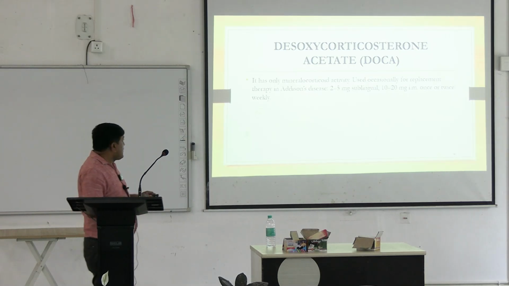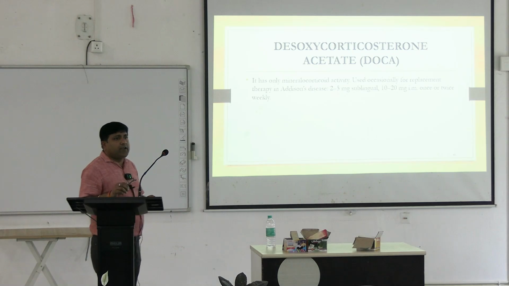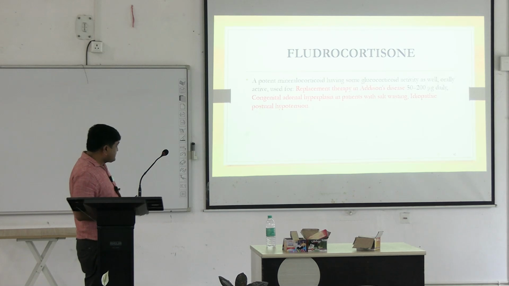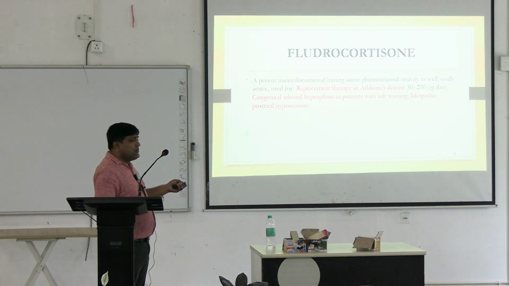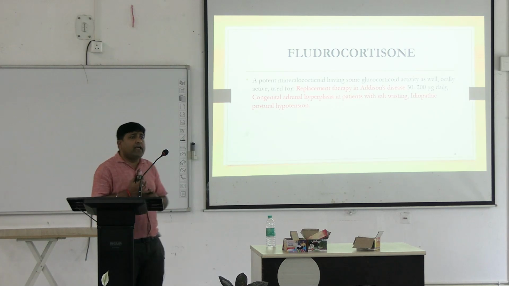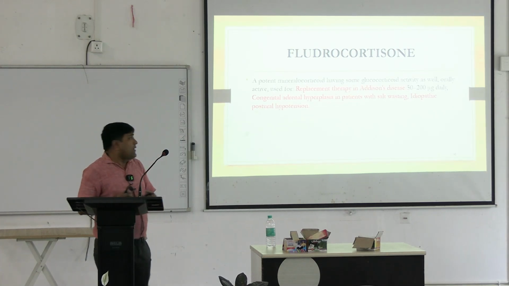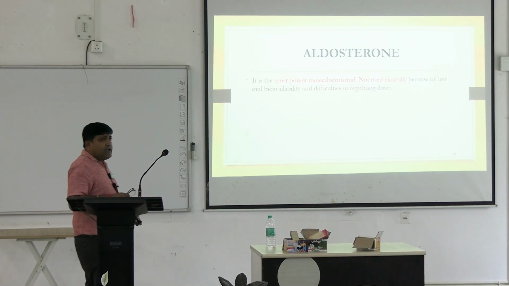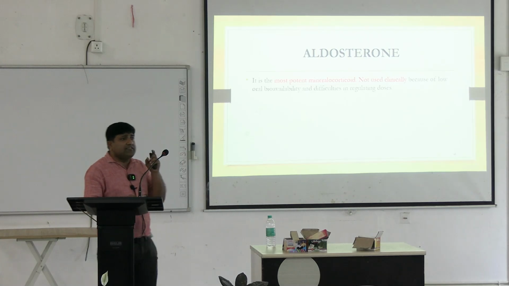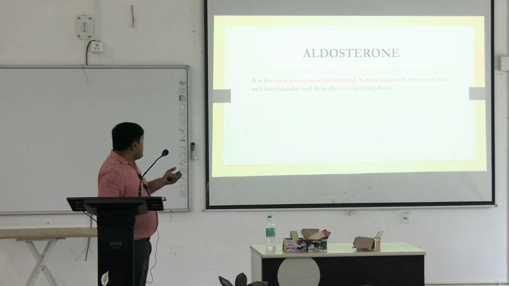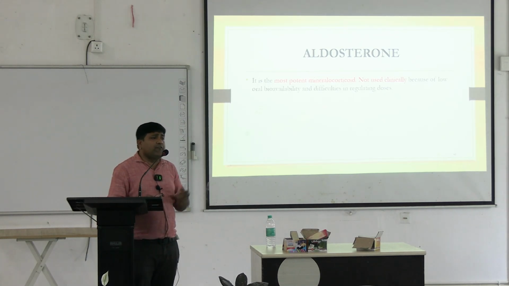Desoxycorticosterone is a mineralocorticoid having only mineralocorticoid activity, 0:100, used occasionally for replacement therapy in Addison's disease. Fludrocortisone is mainly used for replacement therapy in Addison's disease, dose is 50 to 200 microgram daily. It can also be used in congenital adrenal hyperplasia and in case of idiopathic postural hypotension. Aldosterone is the most potent endogenously produced mineralocorticoid. It is not used clinically because of lower oral bioavailability and difficulty to titrate the dose.